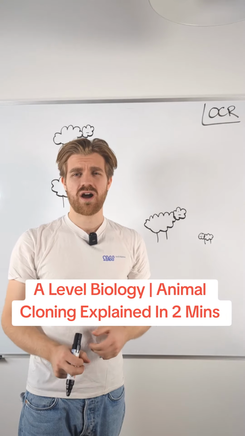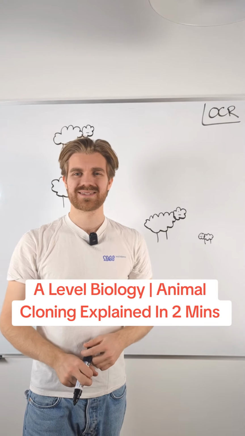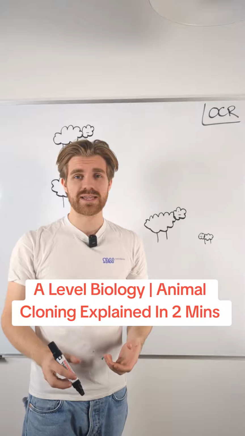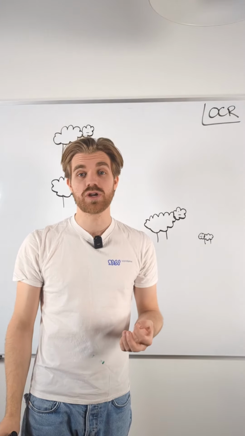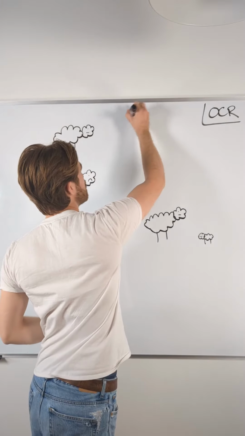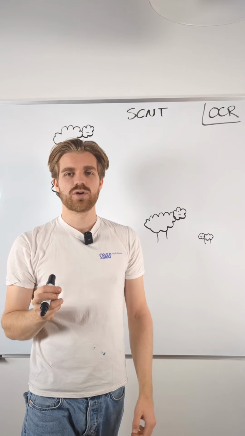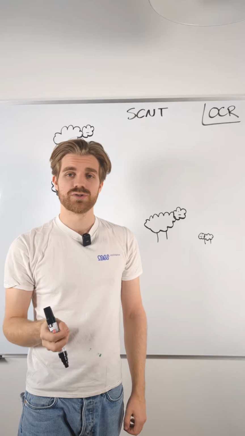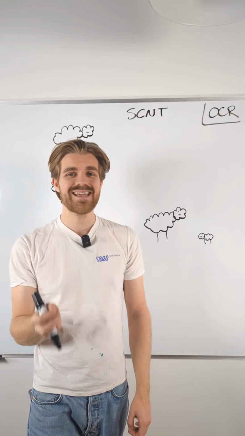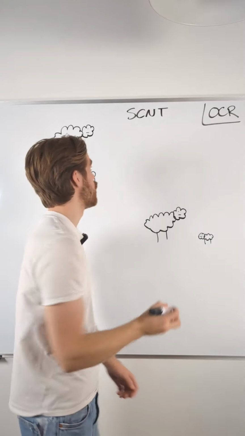Let's take a look at one of those hard OCR A-level biology topics, animal cloning, specifically somatic cell nuclear transfer. This is our process of animal cloning and how Dolly the sheep was produced. First, we're going to take a cell from the animal we want to clone.